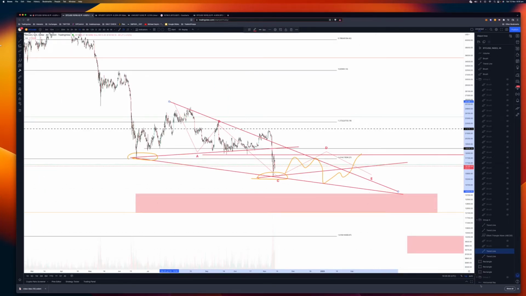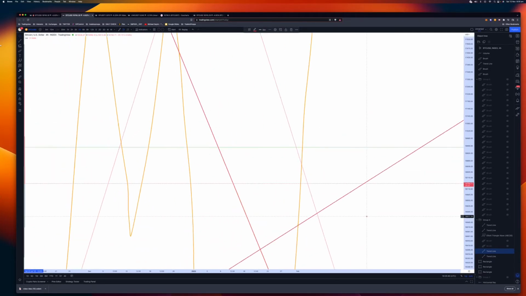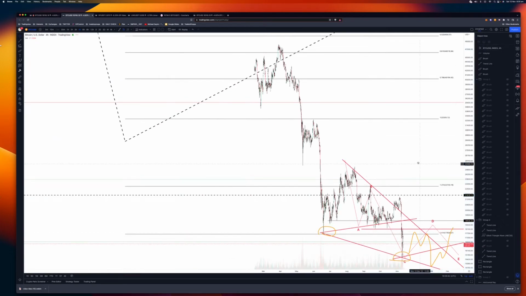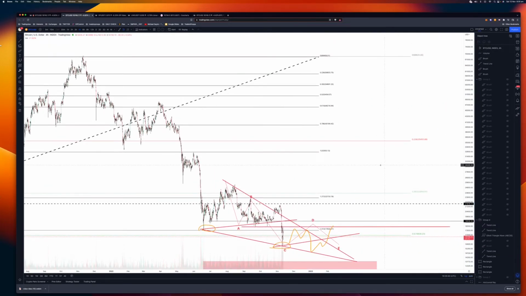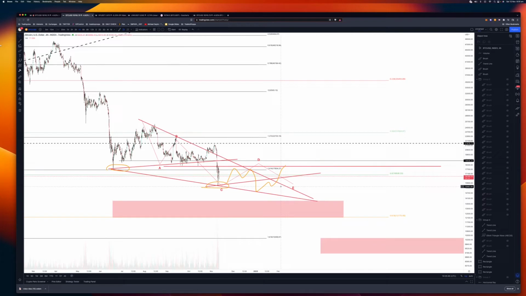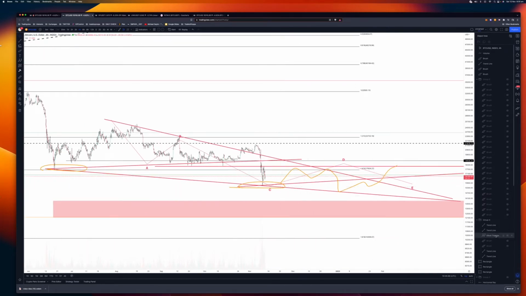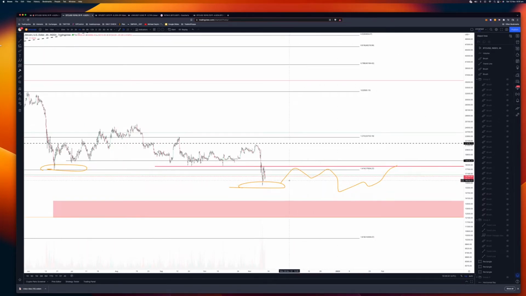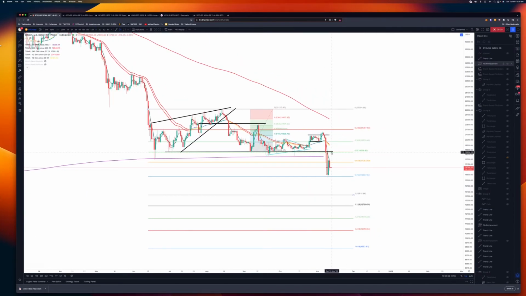So if we look at this, I do believe that this is likely to drop further the way it's going. Let's just go into this scenario. Oh, it's on the other chart. So okay, let's look at that. Here we go.